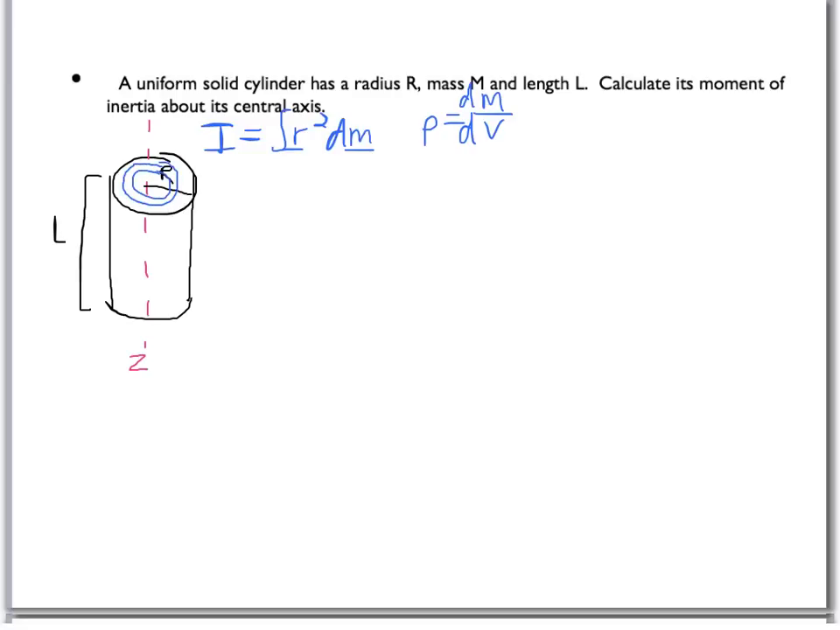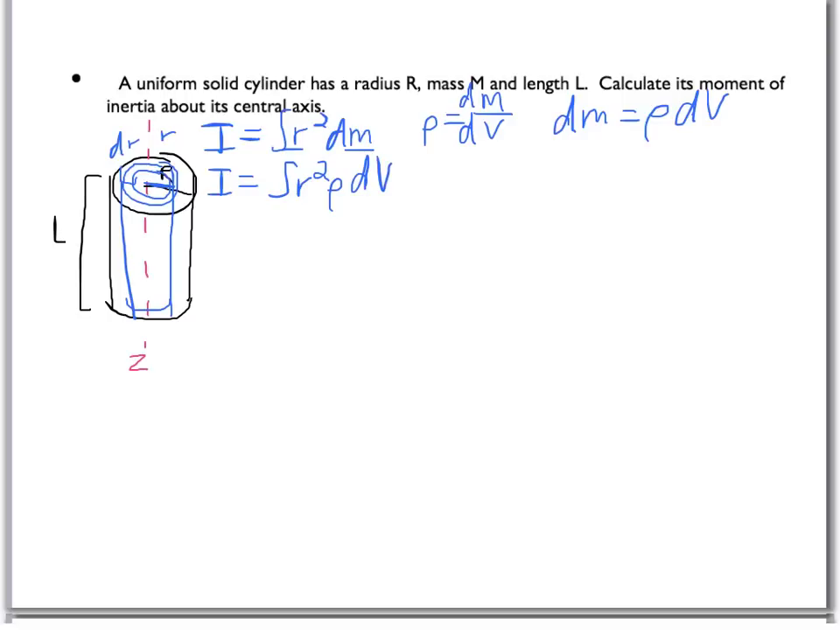So we kind of took just a shell of this cylinder and imagine pulling that all the way down. It would have some new radius, little r. It would have some little thickness, which would be like a dr. We can now rewrite dm as the density rho times this little bit of volume of that cylindrical shell. That would mean that our equation now becomes the integral of r squared times rho dv.